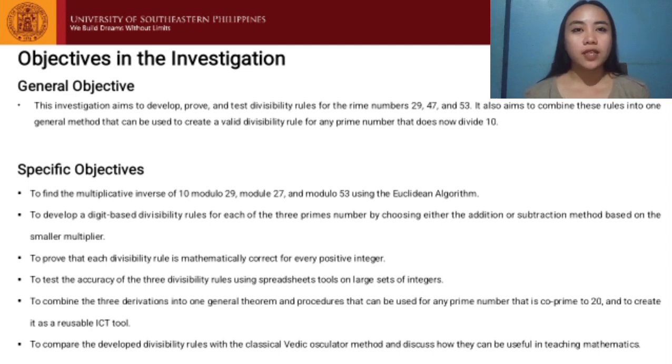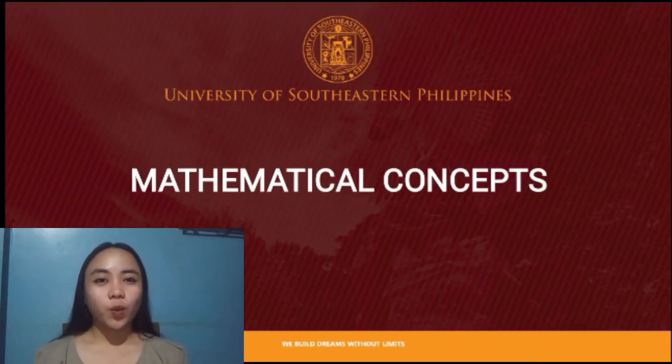We also turn this into a reusable digital tool. And last, to compare our new divisibility rules with the classic Vedic method called the oscillator method, and to talk about how our rules can help in teaching math. Before we go deeper into our procedure, let us first explain some important math concepts we use in this study so everything will be easier to follow.